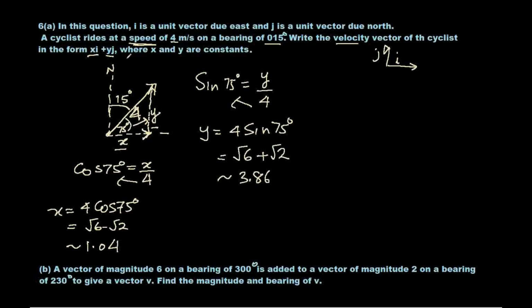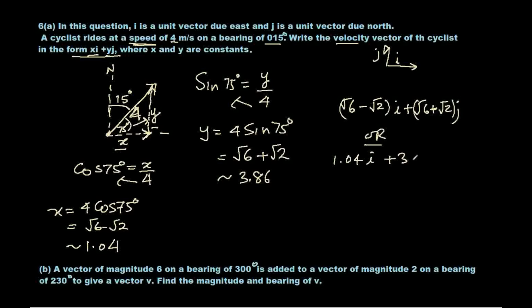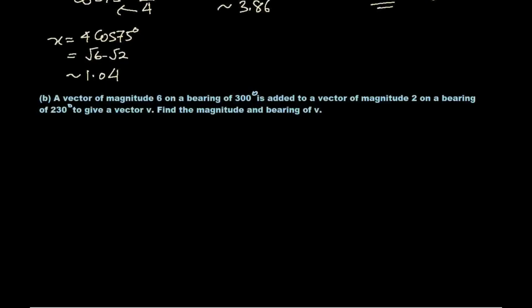So they said in the form of this we have to write, so you have two options now. We can write square root 6 minus square root 2 i plus square root 6 plus square root 2 j, or if you want to write in decimals, it will be 1.04i plus 3.86j. That's the format. Okay, what's next?